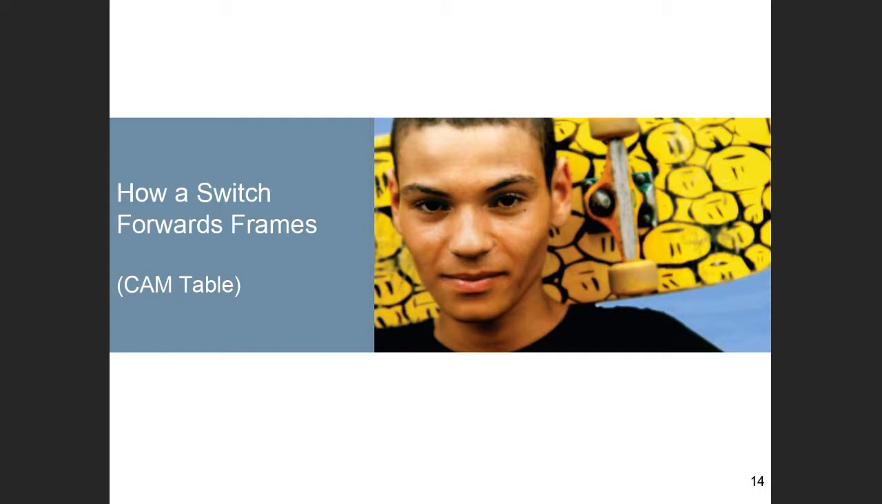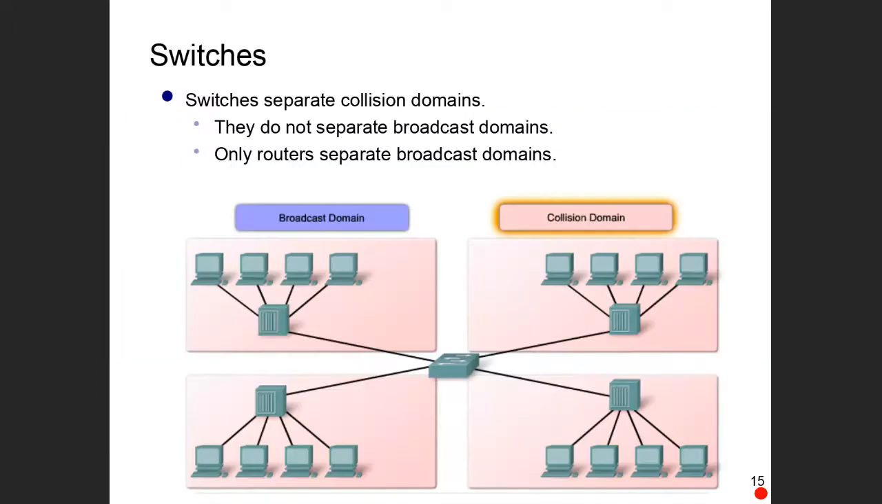Now let's look at the content addressable memory CAM table, or the MAC address table, and see how switches forward frames. Switches separate collision domains. They do not separate broadcast domains. If this is the old hub, these devices could all collide with each other. But the port they're plugged into on the switch means all the collisions will only be heard on this floor of the building. So we have four separate collision domains here, and nobody from the first floor can collide with people on the second floor.